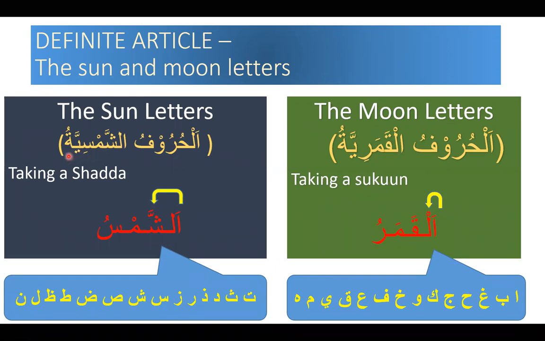Al-hurufu shamsiyatu. Sun letters. It comes from the same word shams. The moon letters are known as al-huruf al-qamariyah. The moon letters.